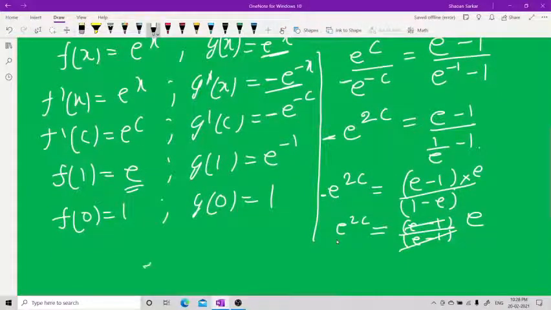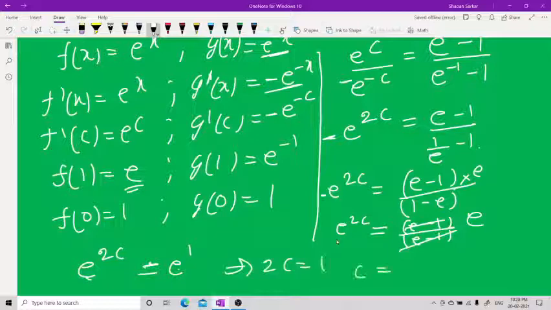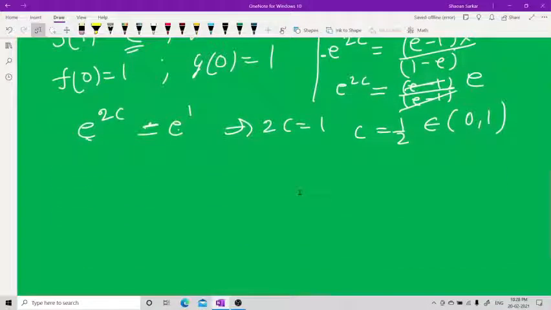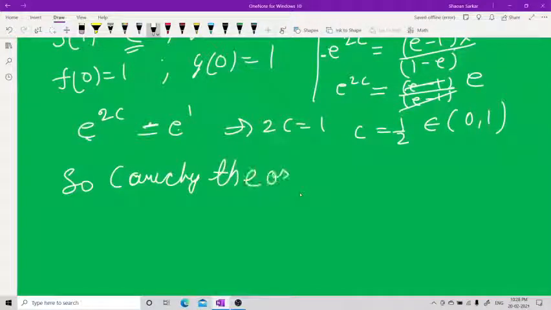So e to the power of 2c is equal to e to the power of 1. Bases same, equate powers: 2c equal to 1, c equal to half, which belongs to 0 to 1. So Cauchy theorem is verified. So Cauchy theorem is verified.